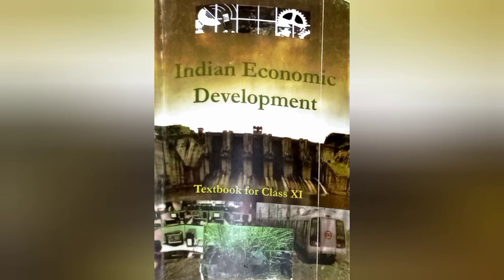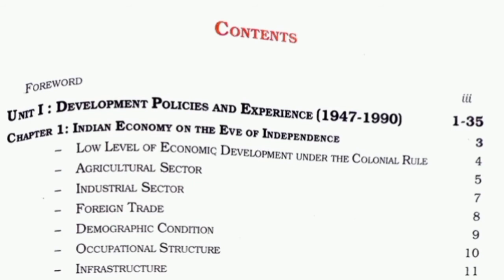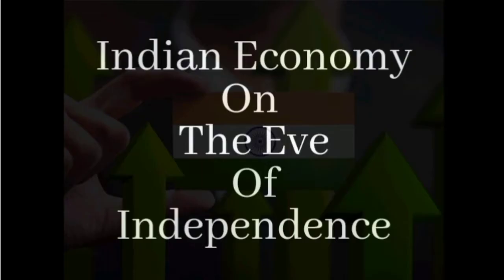Today we are going to look at the textbook Indian Economic Development of Class 12 and chapter 1 of it, that is the Indian Economy on the Eve of Independence. I am going to divide this chapter into two parts, and this video is part 1, where we are going to deal with the first three topics of this chapter: the low level of economic development under the colonial rule, the agricultural sector and the industrial sector. So this tells about the economic condition of India soon after the independence.